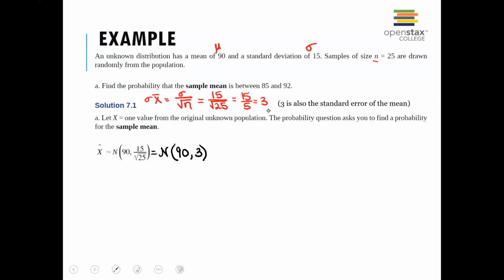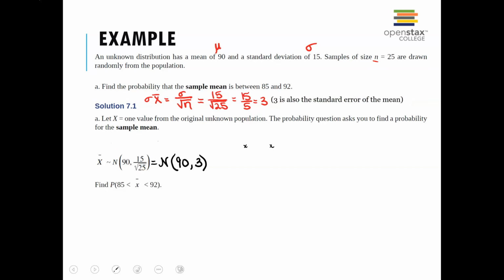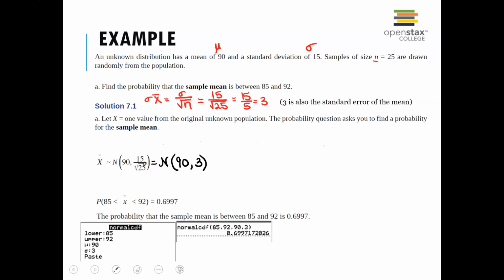All right, so if we're going to let x be one value from the original unknown population, the probability that we want to find for the sample mean is between 85 and 92. Now, we said the sample mean would be normally distributed. So we're going to do a normal distribution for this. And for your normal distribution, remember that you use the mean and the standard deviation. All right. So now that we've got our normal distribution set up to find the probability between 85 and 92, we do that on our graphing calculator. So grab your graphing calculator if you would, please.